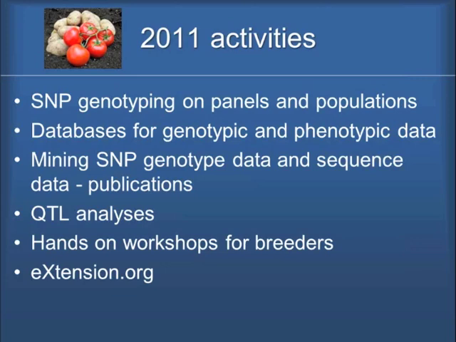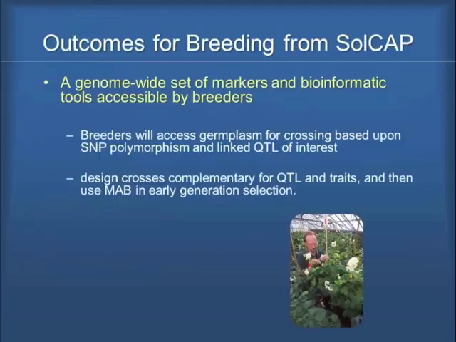And also, we have the eextension.org site. Maybe when Dave Francis is talking, he can just take a minute and kind of update people on that. This is a place where you should be able to find some of this information that might help you move forward. It should be a resource for the breeders, not just the potato breeding and tomato breeding community, but breeders in general, where you can find information that would be helpful to you.